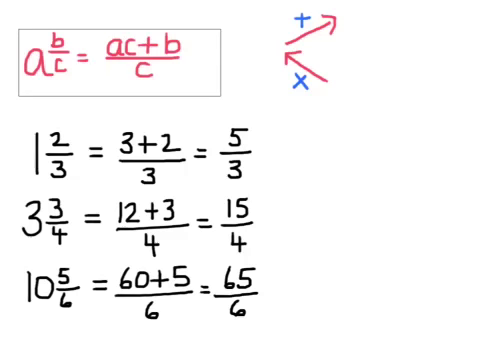And as we can see, all of our three answers are improper fractions because the numerator is bigger than the denominator: 15 bigger than 4, 65 bigger than 6. So to recap, multiply the bottom number, or the denominator of the fraction, by the whole number and add the numerator. So that would give us A times C, or AC, plus the B, and we divide by the denominator of the fraction, which is C.